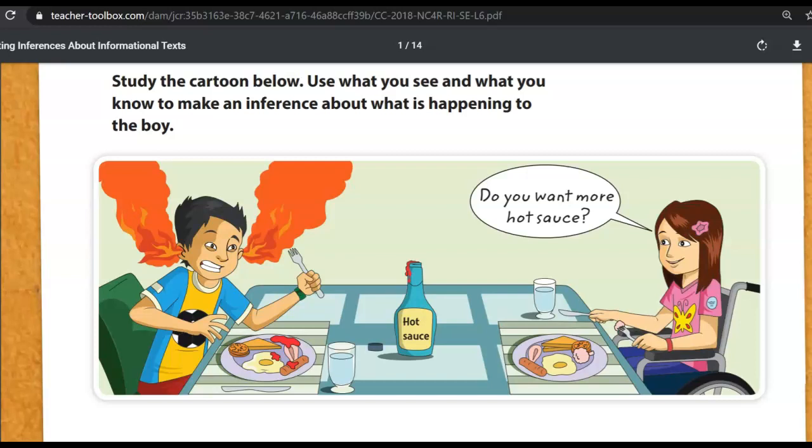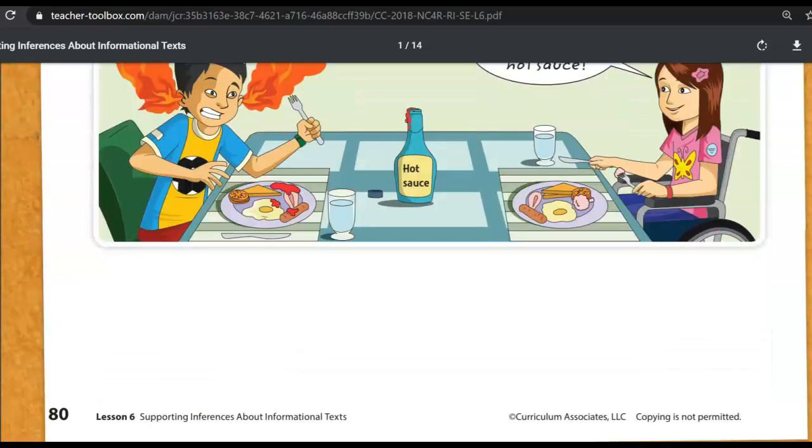Now let's talk about what we already know. We know that hot sauce can be very spicy and that it can cause a burning or painful sensation in your mouth if you eat too much of it at once. So we're going to use what we can see in the picture and what we already know to infer that that boy is uncomfortable and he does not want any more hot sauce on his food. Pat yourself on the back if you came to the same conclusion. Good for you. Now we're going to scroll down to the first passage.